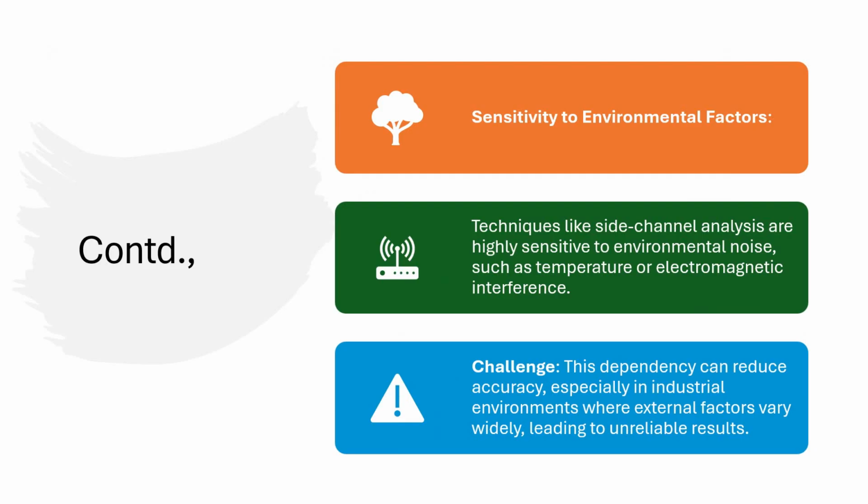Next comes the sensitivity to environmental factors. The techniques which we are very familiar with, like side channel analysis, are highly sensitive to environmental factors which include noise, temperature, or electromagnetic interference. The challenge connected is that this dependency can reduce the accuracy which we are pretty much bothered about. And most importantly, in industrial infrastructure and setups, external factors vary widely. This can lead to unreliable results. So we have to be careful.